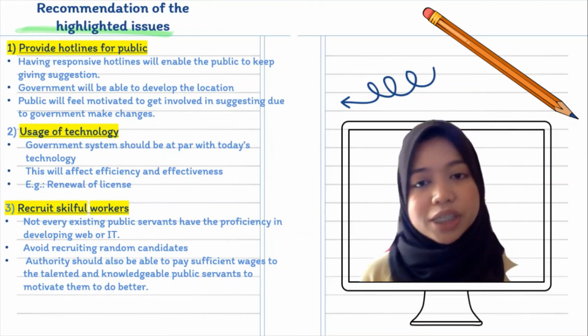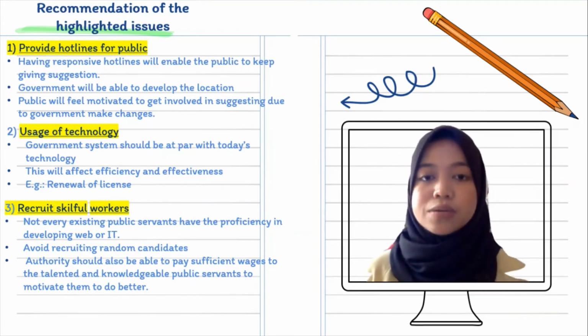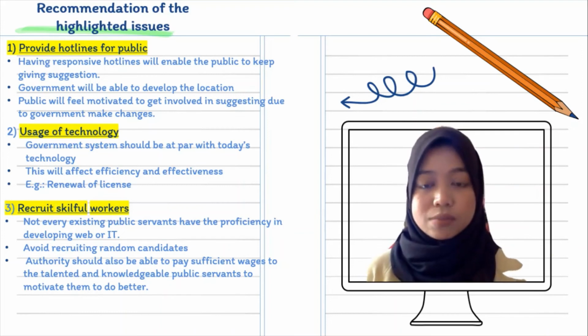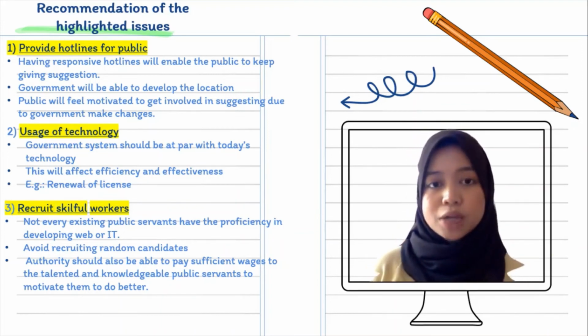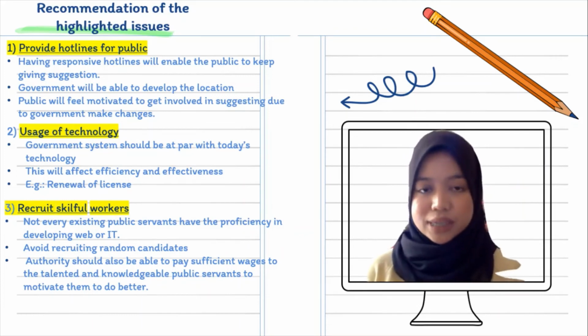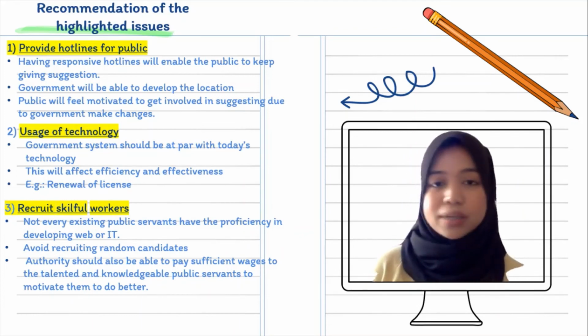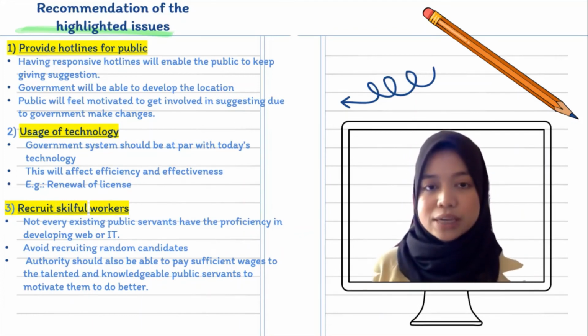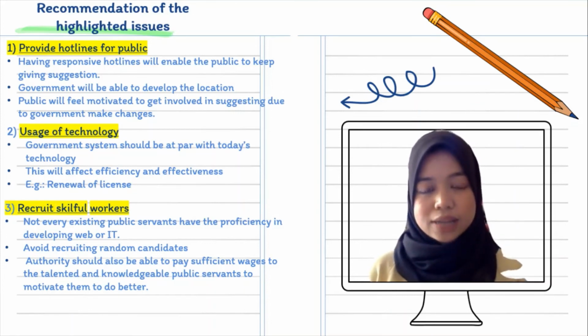Next, the recommendation would be improving the usage of technology in the government system. This is linked to the Industrial Revolution 4.0, using smart technology in the system. It is mainly to elevate the efficiency and effectiveness in the public sector. Recruiting more staff will not assist in improving efficiency and it will cause redundancy. Thus, the government should focus on the usage of technology.